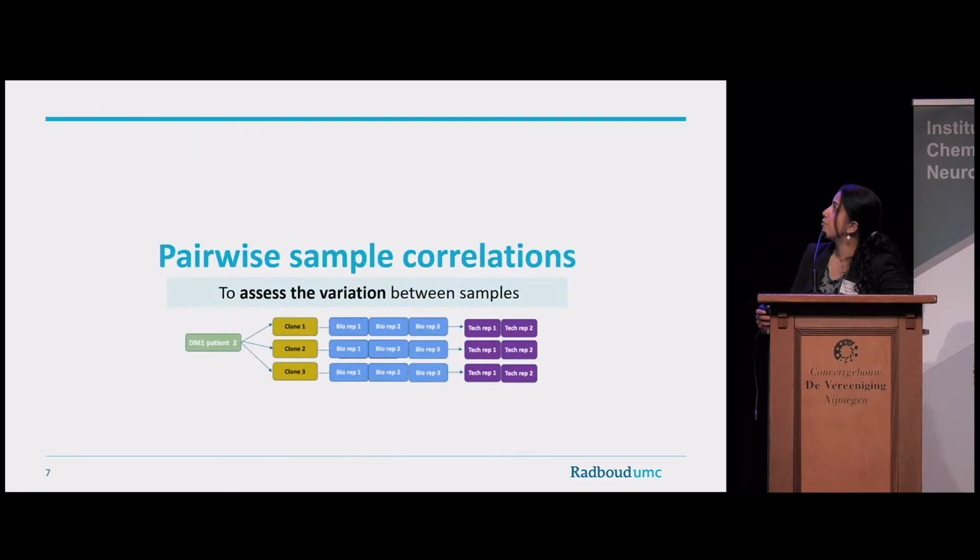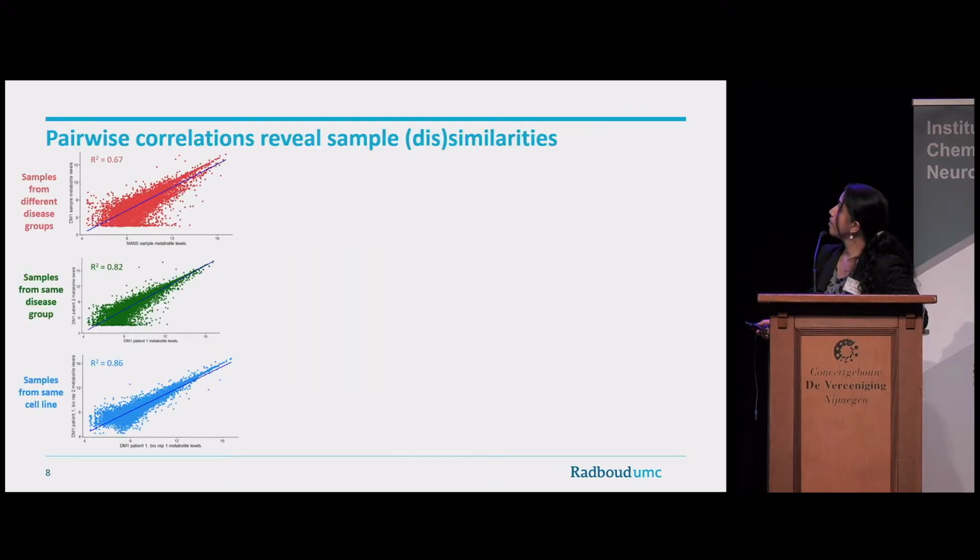So, coming on to pairwise sample correlations, why did we perform this? Because our study design was very much hierarchical in nature, so we wanted to assess the variation between the samples at the different levels that we had measured it on. So here you see 3 correlation plots.